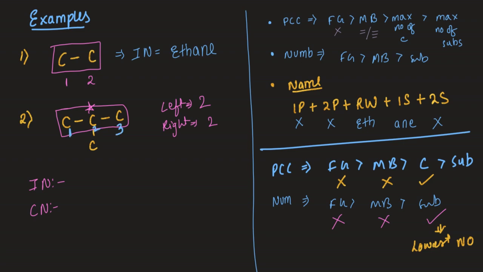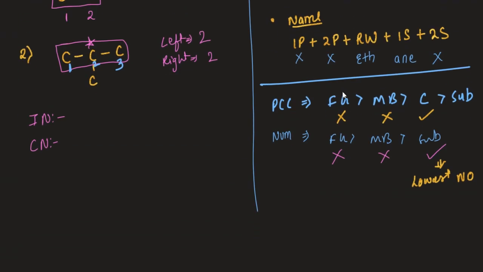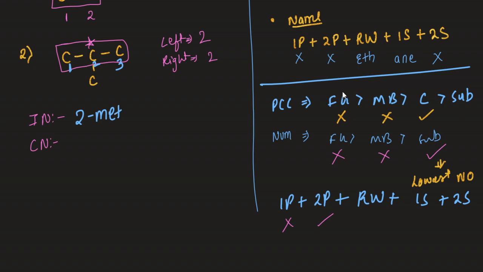Okay, numbering is done. After numbering, what is the next step? Name. How to give the name? The name is nothing but primary prefix plus secondary prefix plus root word plus primary suffix plus secondary suffix, right? So there is no cyclo or bicyclo, that means there is no primary prefix. Next, do you have substituent anywhere? Yes, a substituent is present at the second position. So what will I write here? 2 methyl.